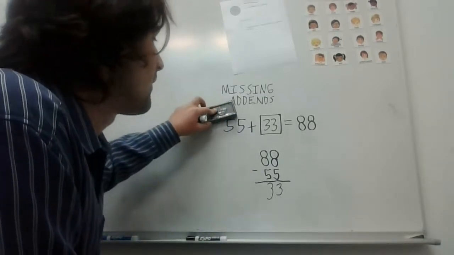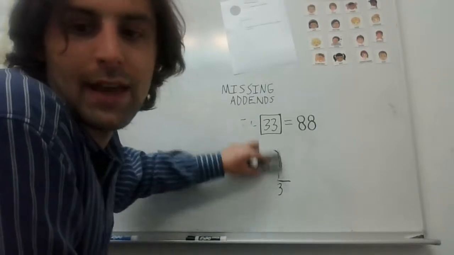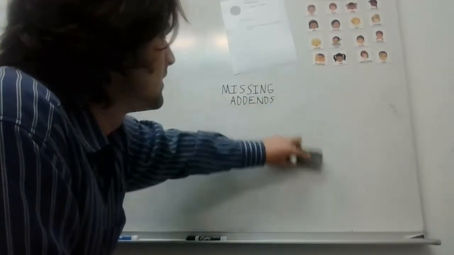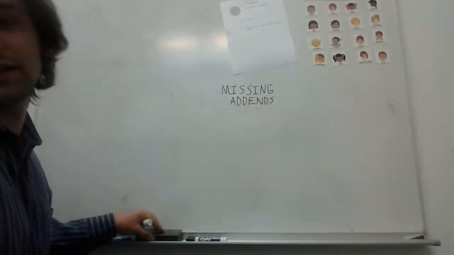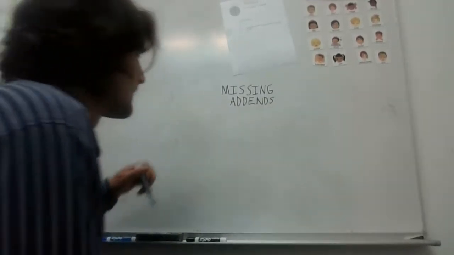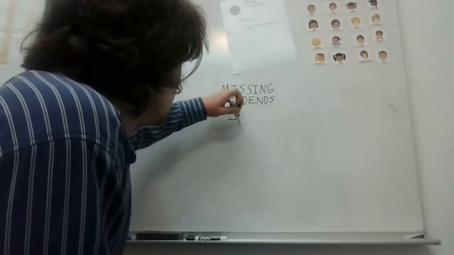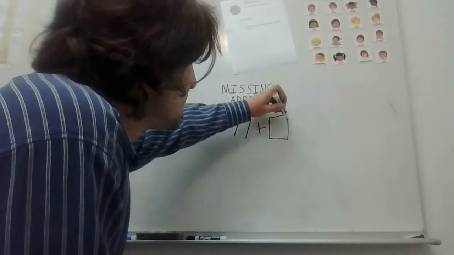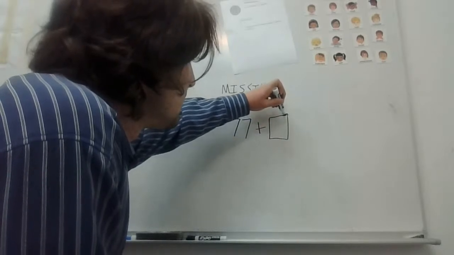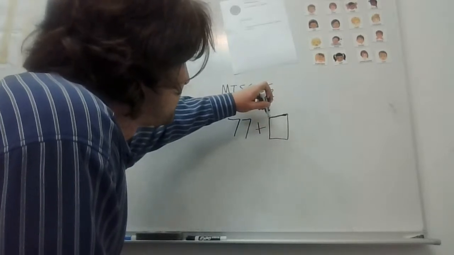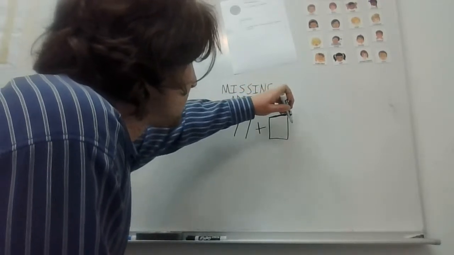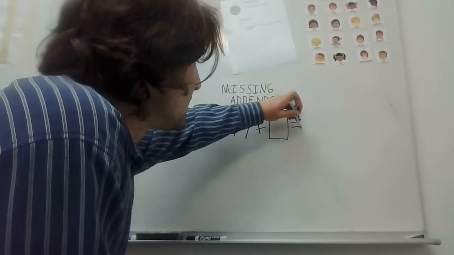You got it. All right, final problem. Final problem of the day, and then it's basketball time. $77 plus something equals 93.